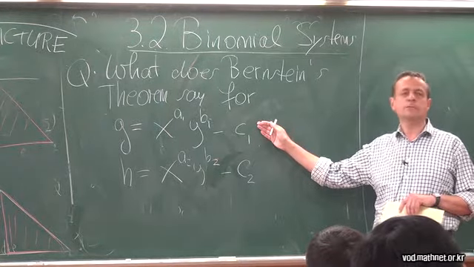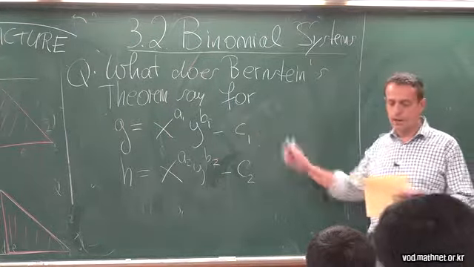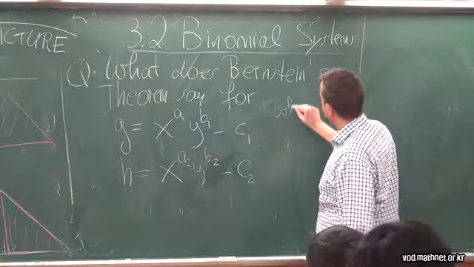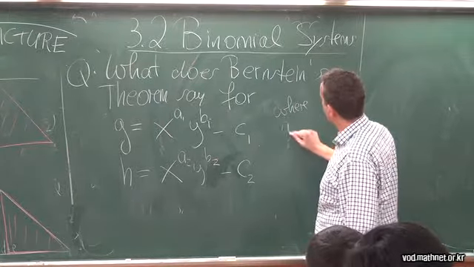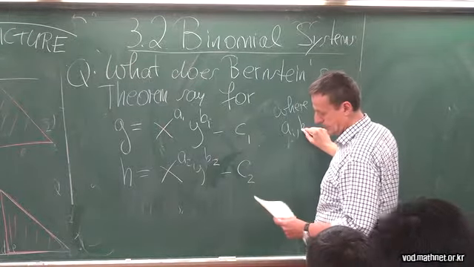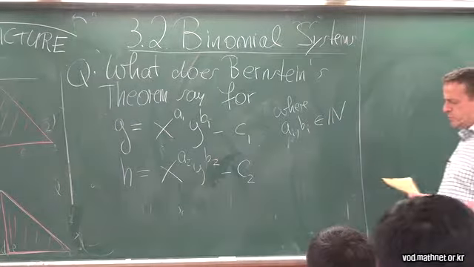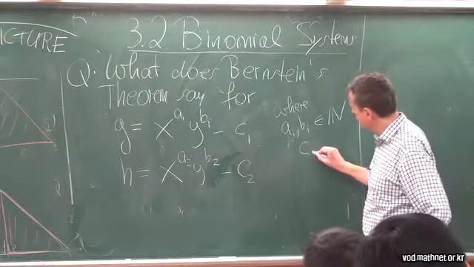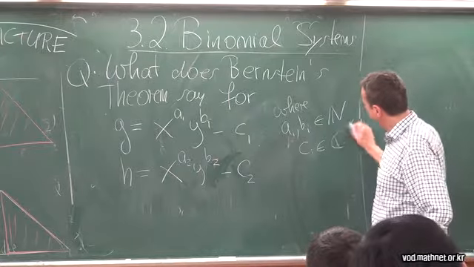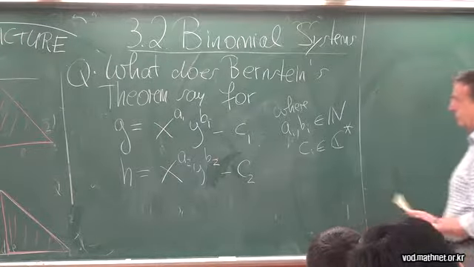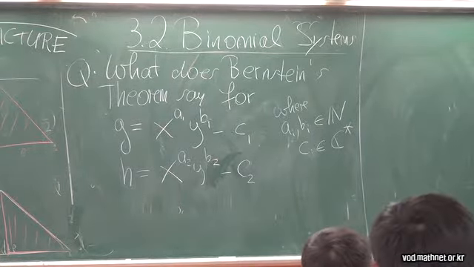just remove it, right? And I will also allow, maybe for now, ai and bi are non-negative integers, but we'll see in a moment they could be integers. And let's say ci is a non-zero constant number. So what does Bernstein's theorem say?